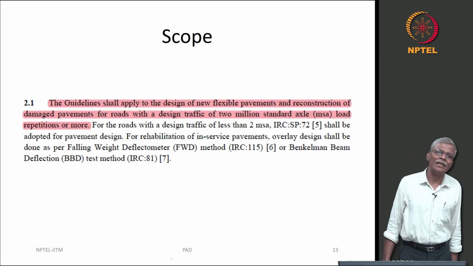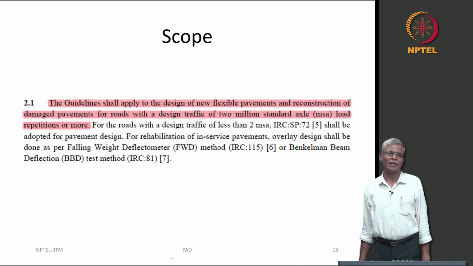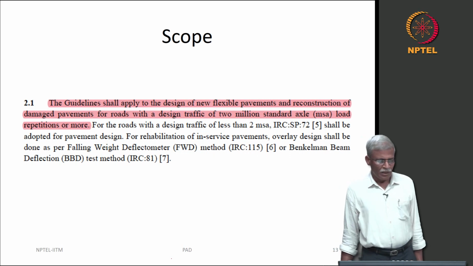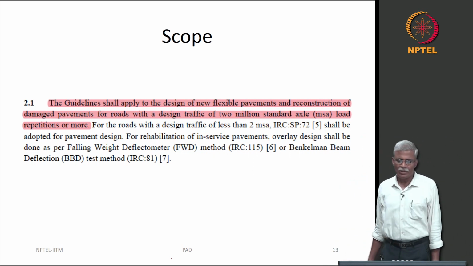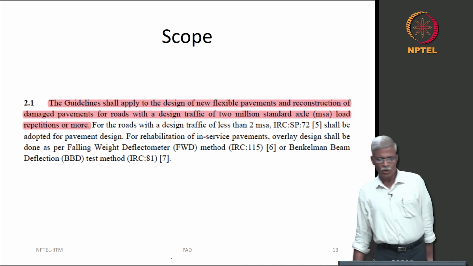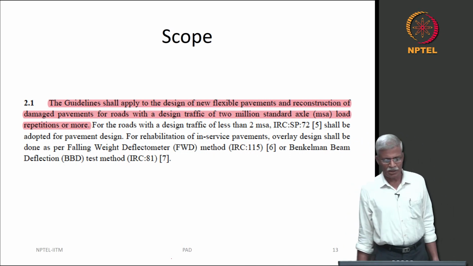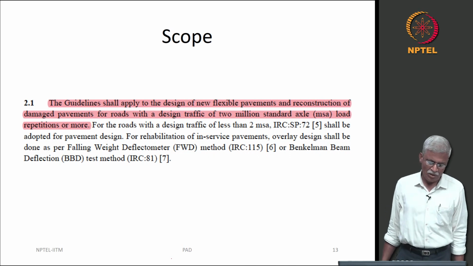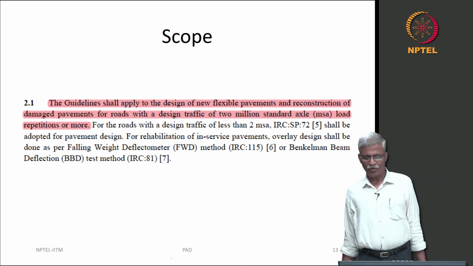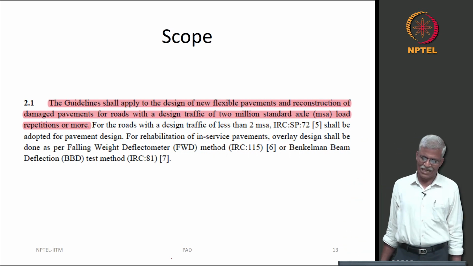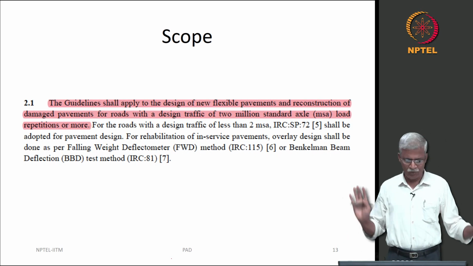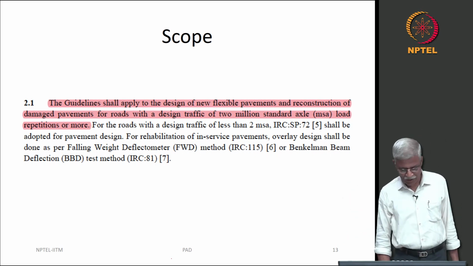Now, what exactly is the scope of this design guide? I have highlighted this and you may want to read it. The design guide shall apply to the design of new bituminous pavement, they write it as flexible pavement, new bituminous pavement, and reconstruction of damaged pavements for roads with a design traffic of 2 million standard axle load or more. Okay. That is what it is, rest of the things we will ignore.